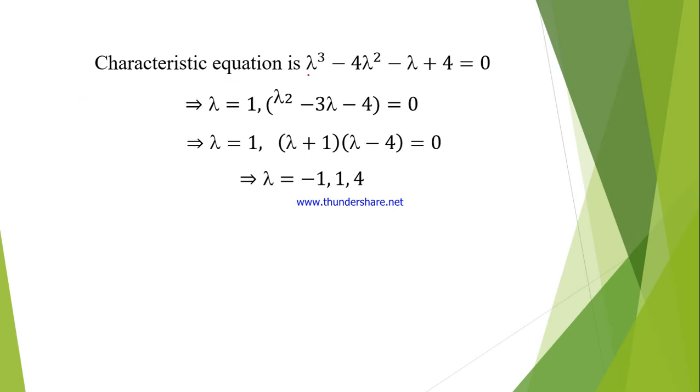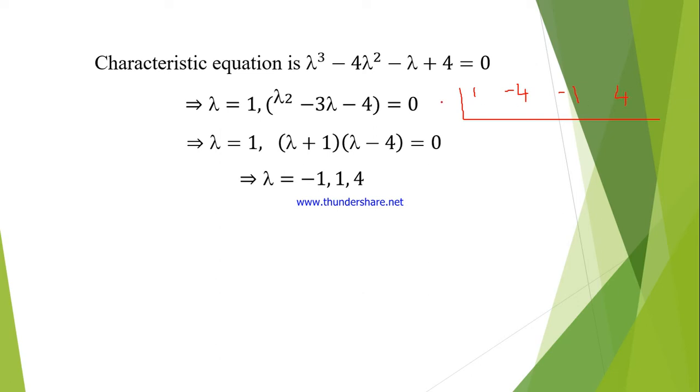So the characteristic equation is lambda cube minus S1, S1 is 4, so 4 into lambda square, minus S2 into lambda, minus lambda, plus 4 equal to 0. Next we have to solve this cubic equation. We can solve this by synthetic division. Write the coefficient of lambda cube 1, coefficient of lambda square minus 4, coefficient of lambda minus 1, constant 4.